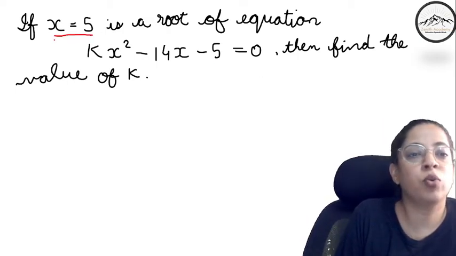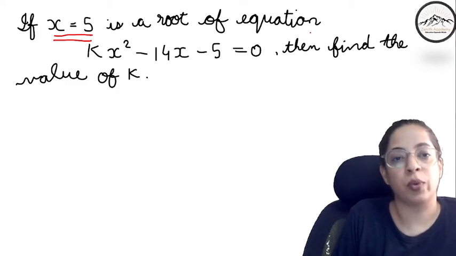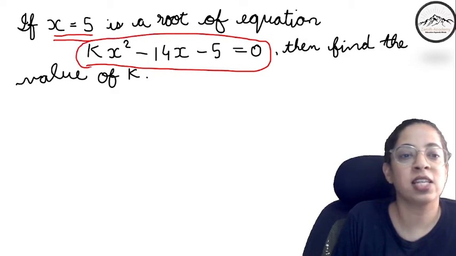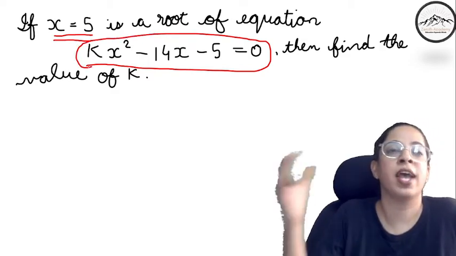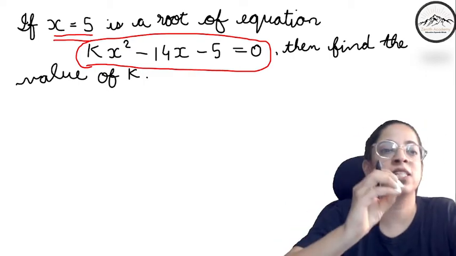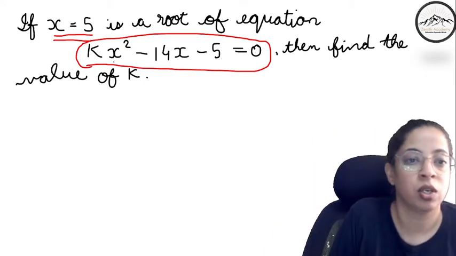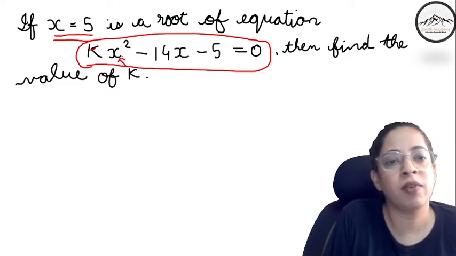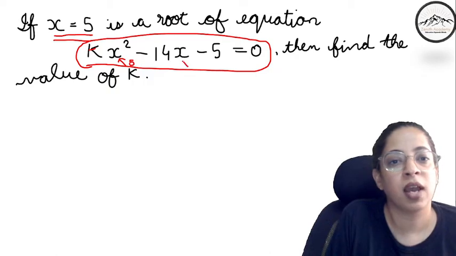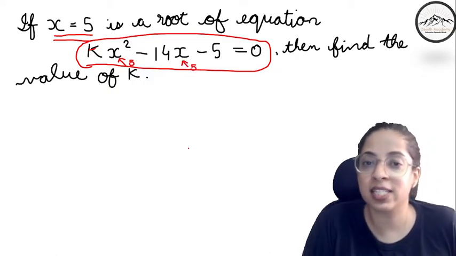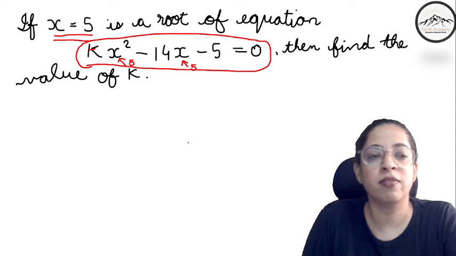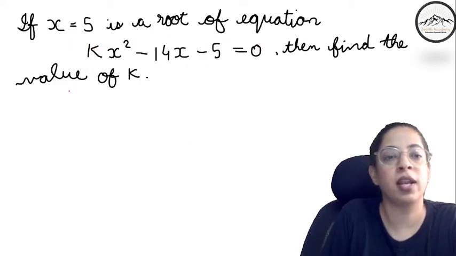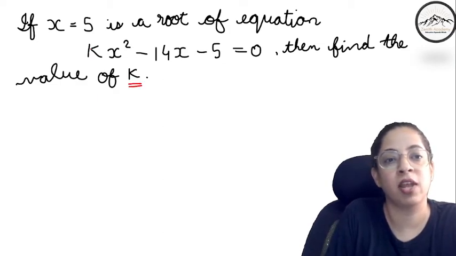If x equal to 5 is the root of the equation, this is the equation. Now they are saying that x equal to 5 is the root of this equation. Directly they have told us that x equal to 5 is the root. So if x equal to 5 is the root, then wherever I put the value of x as 5, I will get left hand side equal to right hand side. Correct? So they have given x equal to 5 is the root of this quadratic equation. Then you have to find the value of k, that is the value of the unknown.